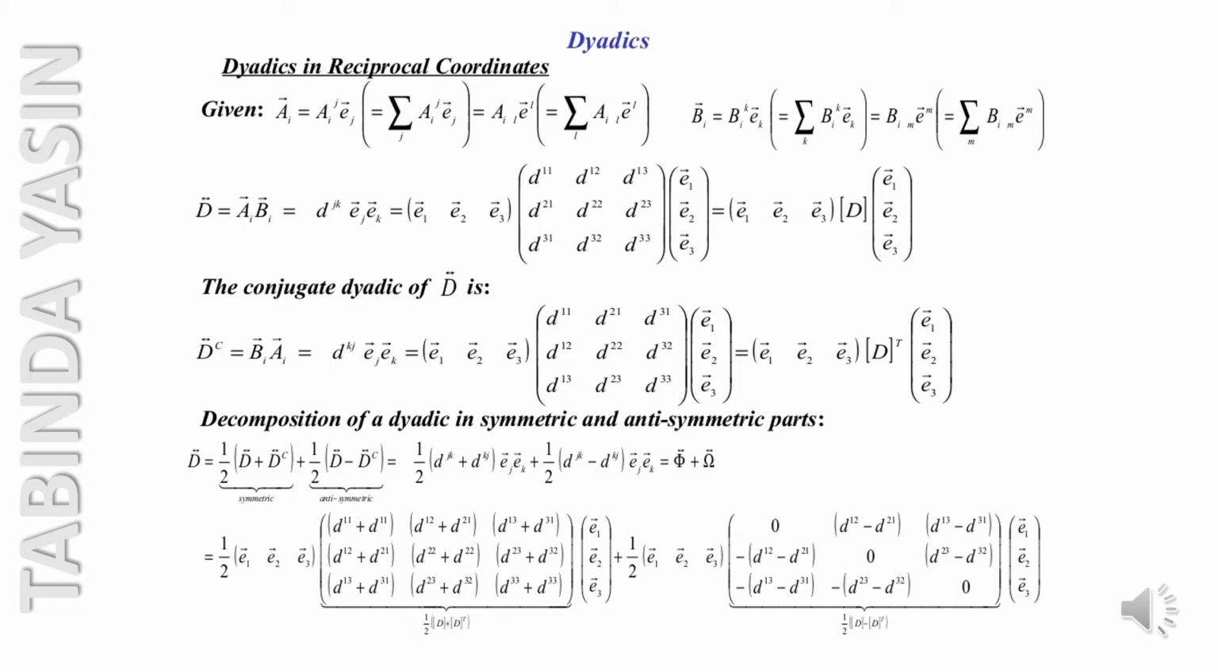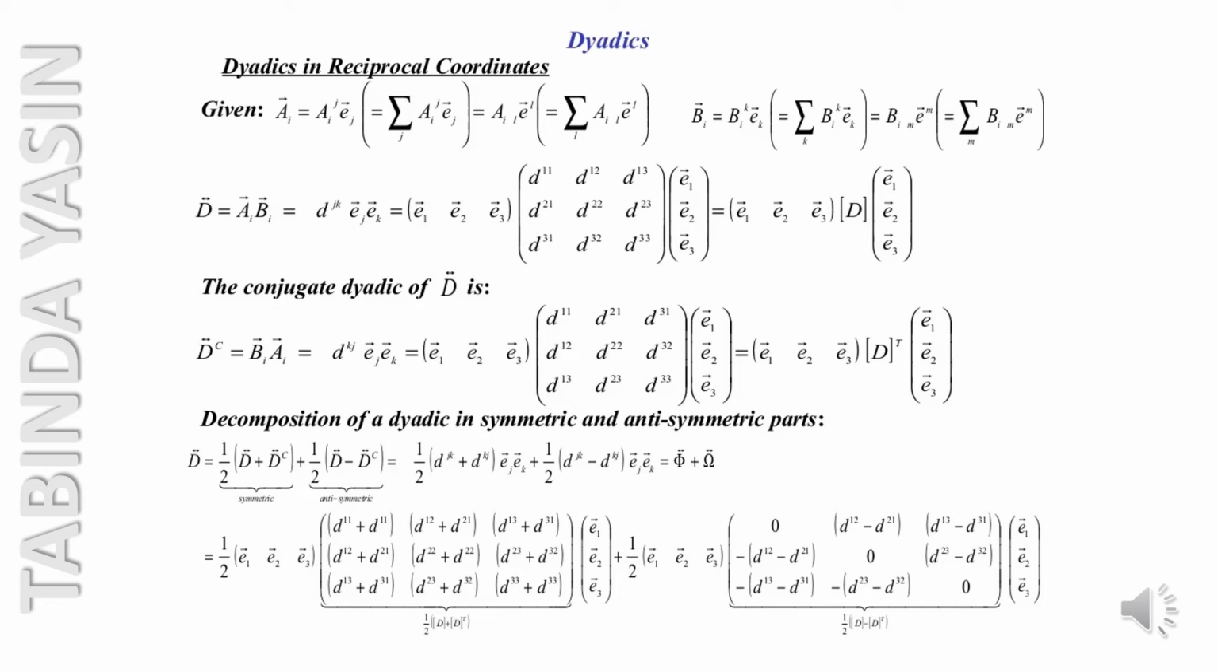So we write the values, write their vector forms and multiply. We get the resultant on the right hand side, that is equal to e1, e2, e3 in a bracket, then dyad D, and then in the column we have e1, e2 and e3. The conjugate of the dyad D is D conjugate, equal to bi ai. Writing the values for the conjugate, we have similar values, e1, e2, e3, and D dyadic transpose is equal to e1, e2, e3.